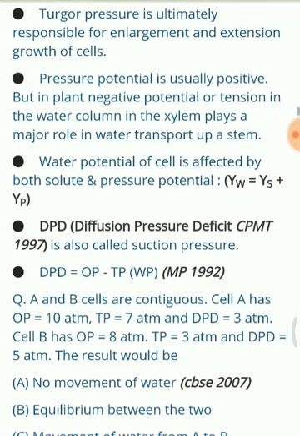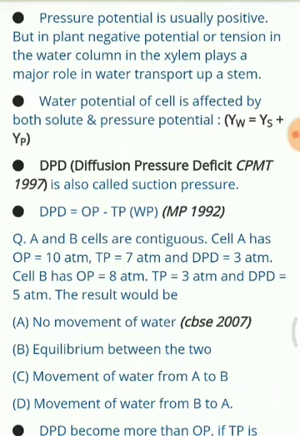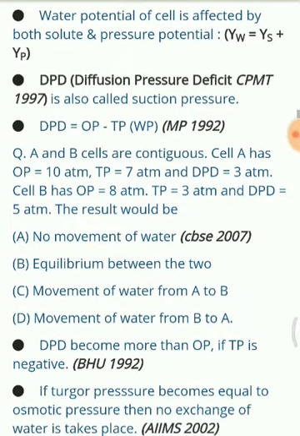Water potential of a cell is affected by both solute and pressure potential. DPD, diffusion pressure deficit, is also called suction pressure. DPD is equal to OP minus TP.